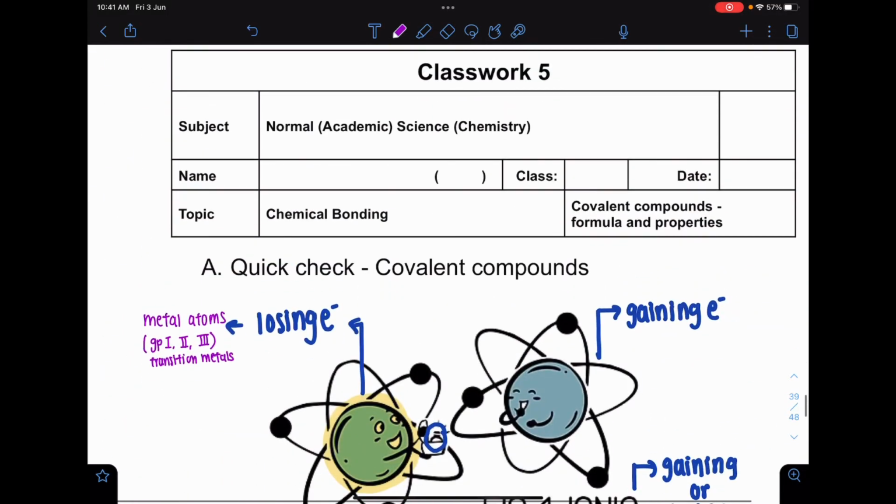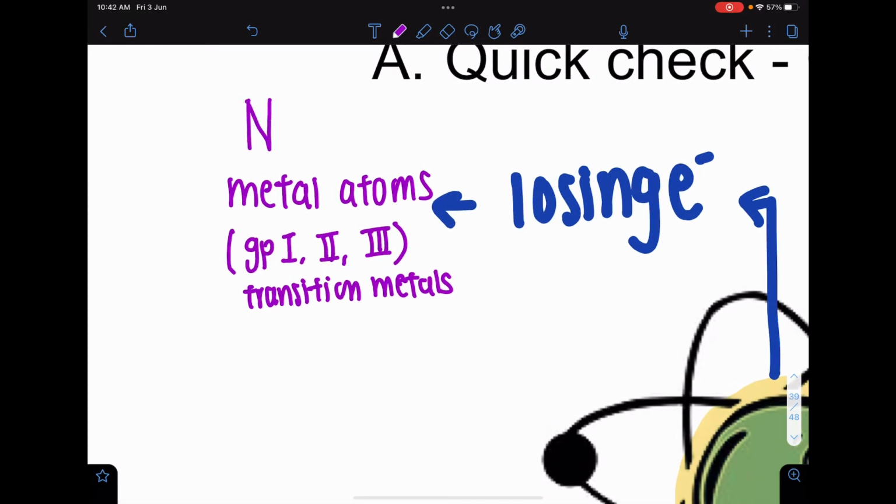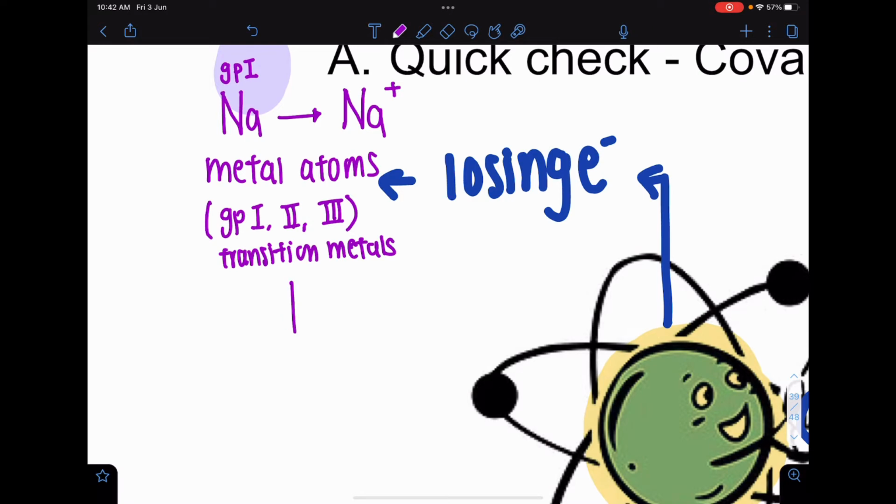So let's take the example of one of the more popular metal atoms, right? Let's say I have sodium. Sodium is a metal atom because it is in group 1. That means it has one valence electron. So it is going to lose this electron in order to gain the stable electronic configuration. When it loses one electron, it becomes positively charged. This is the same for all these metal atoms, right? Once they lose their valence electrons, sometimes it's just one, sometimes it's two, sometimes it's three.